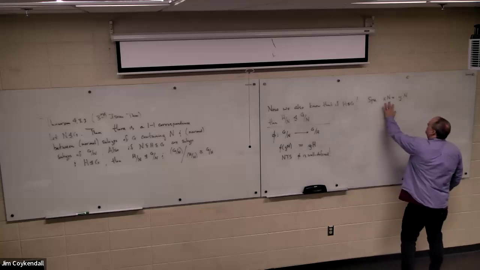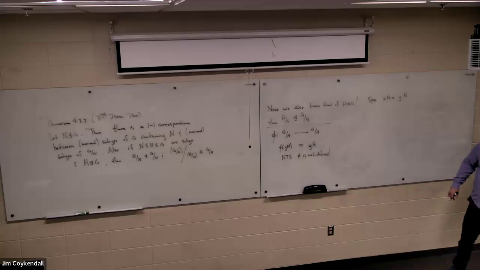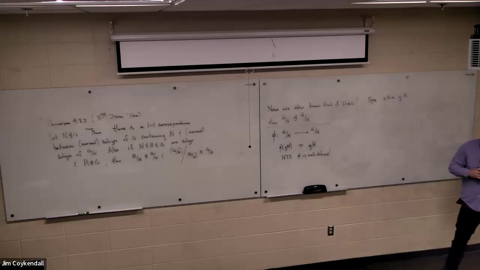So what does this mean for these two cosets? Anybody remember what this means? What does it mean for the coset XN to equal YN? Y inverse X is in N. Good.